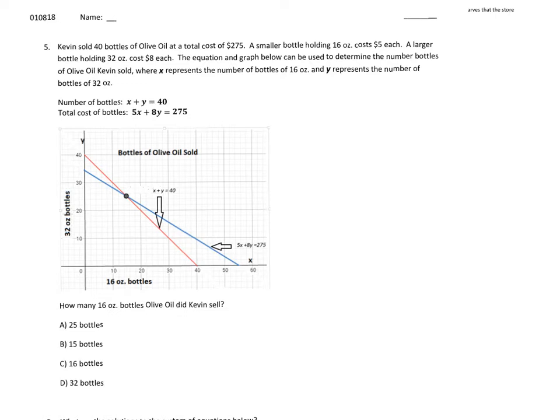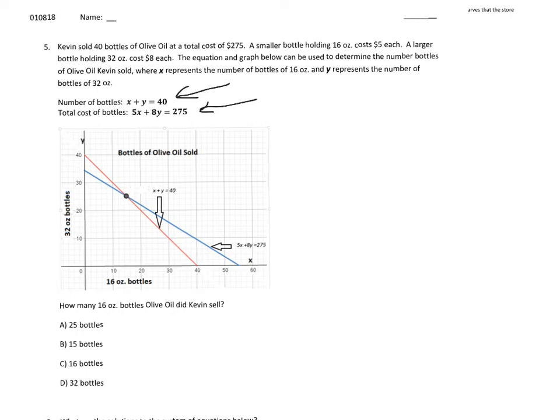Now, if you notice, you have two equations there, all right? The first equation represents the number of bottles, and the second equation represents the cost, all right? I'm pointing them out to you right now. And look at the graph. The graph shows the x-axis as 16 ounce bottles, and 32 ounce bottles are represented by y, okay?